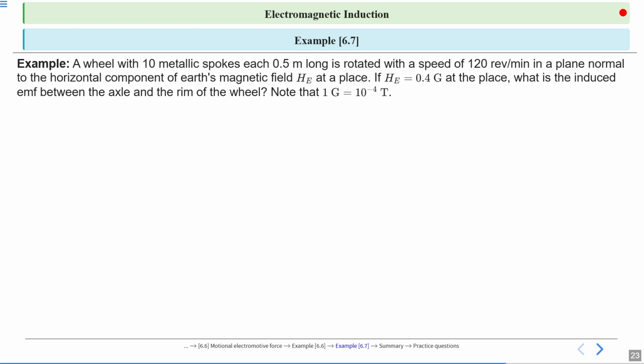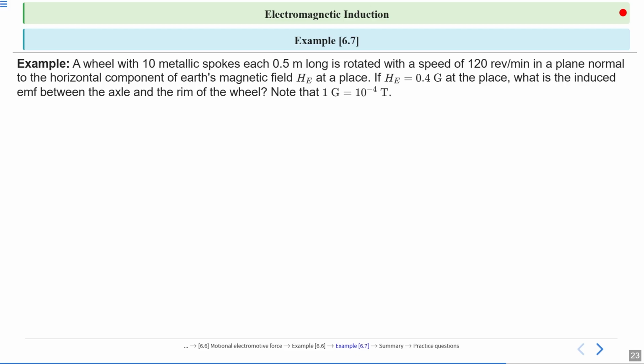So EMF induced along all the spokes will be same. So we can find the EMF induced across one spoke. So it will be the EMF induced across all the spokes. Okay, so the net EMF induced across the axial and rim of the wheel will be same. That is, EMF induced in all the spokes will be same and all are in parallel.